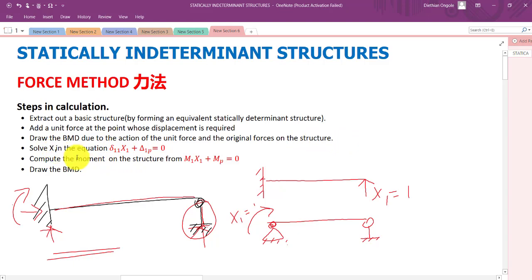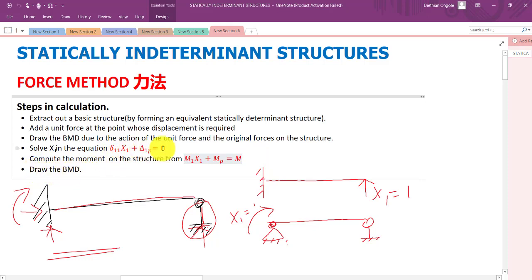In the equation, delta 11 x1 plus delta 1p is equal to 0. We shall get to know what delta 11, x1 and delta 1p represent when we look at the example. Then after that is done, we compute the moment on the structure from M = M1 x1 + Mp. This M1 is the moment on the moment diagram due to the action of the unit force, that is x1 is equal to 1, and Mp is the moment on the diagram with the original loading, then equal to M. Having done that, we come and draw the bending moment diagram.